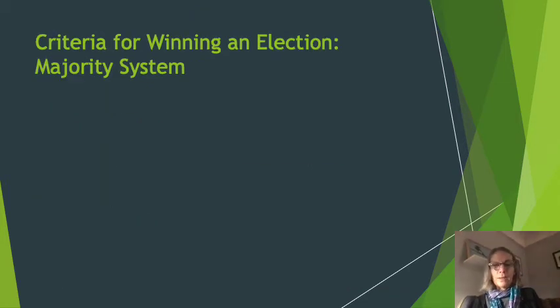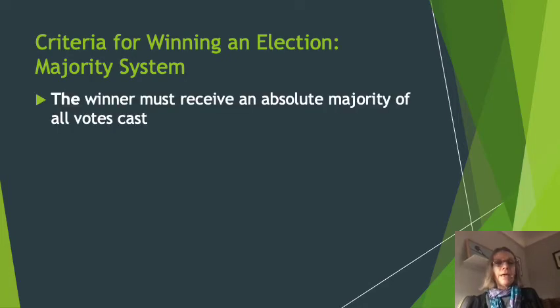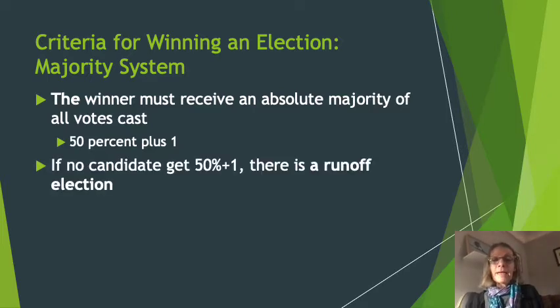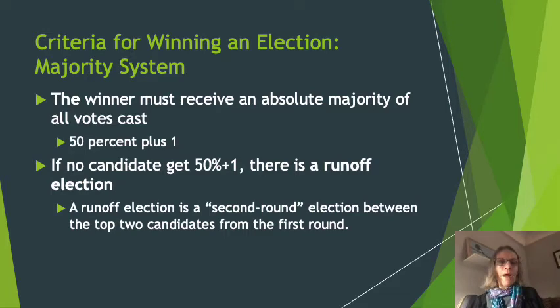Another criterion for winning an election is what's known as the majority system. What the majority system says is that the person who takes office must receive an absolute majority of all votes cast. Not just the most, that's the plurality system, but they actually have to have at least 50% of the voters plus one vote. That's what a pure majority is, where you get 50% plus one of the votes. And if no candidate gets 50% plus one of the votes cast, there's oftentimes a runoff election, okay? And the way that the runoff election works is it's like a second round.